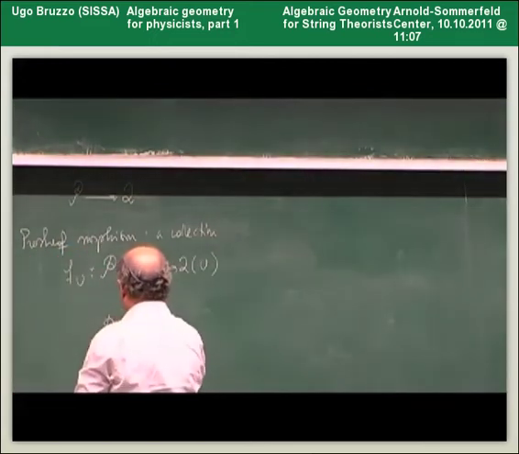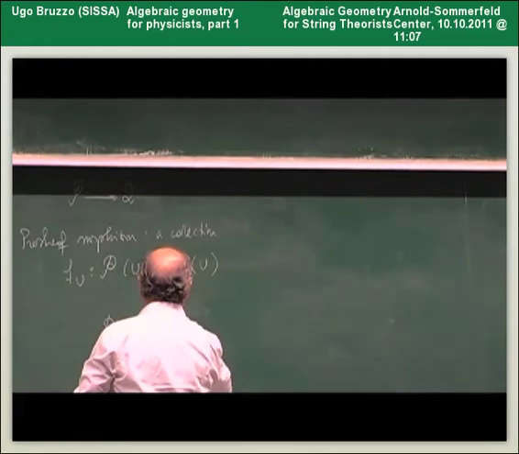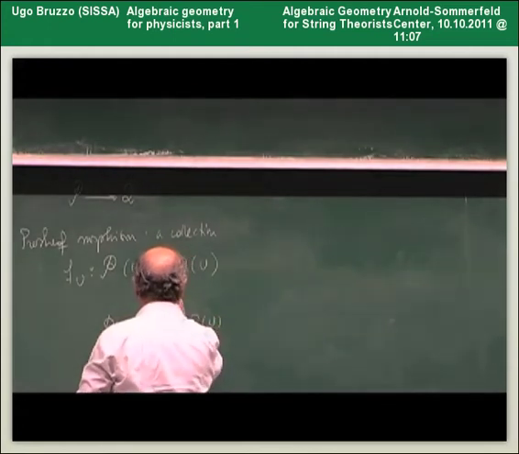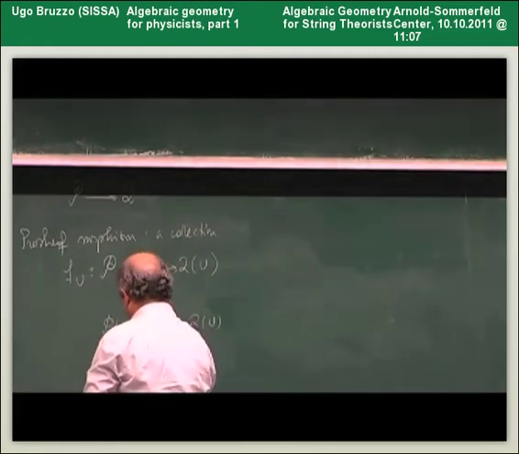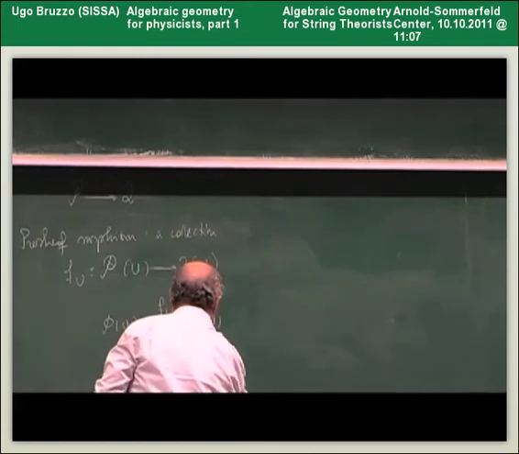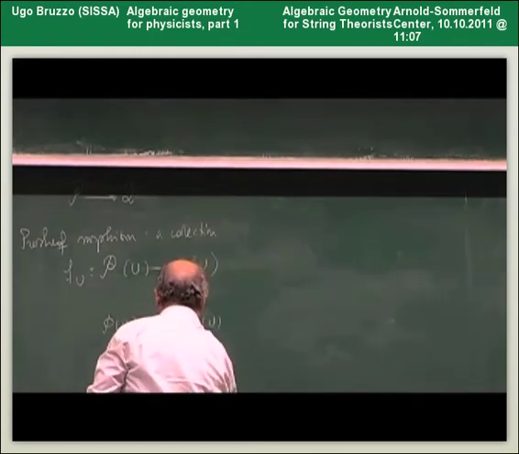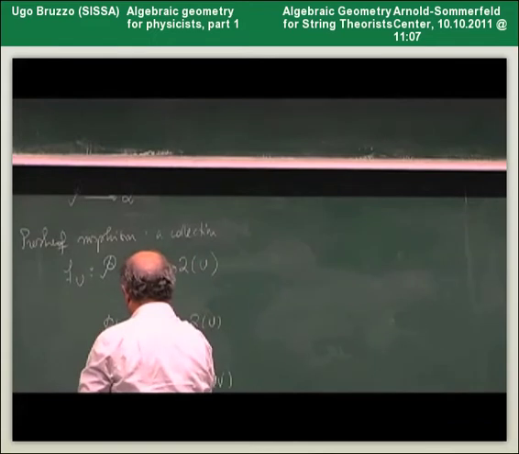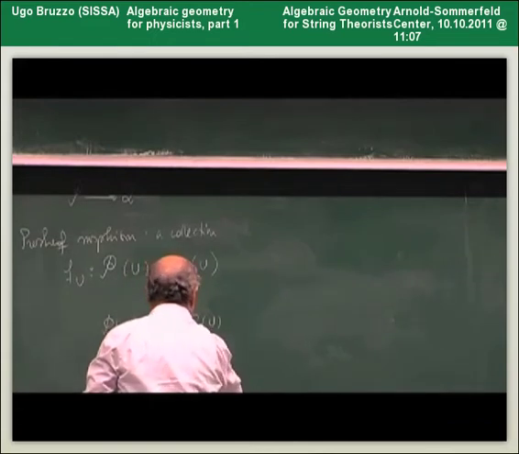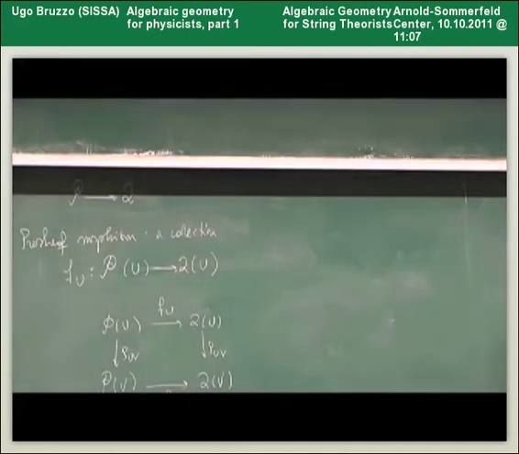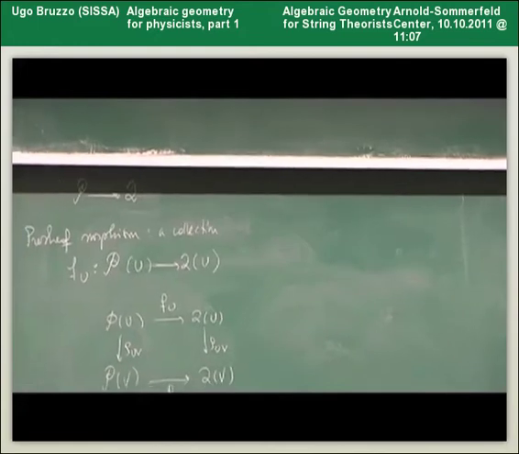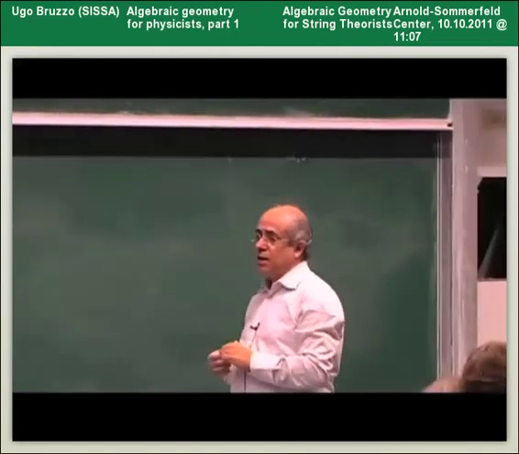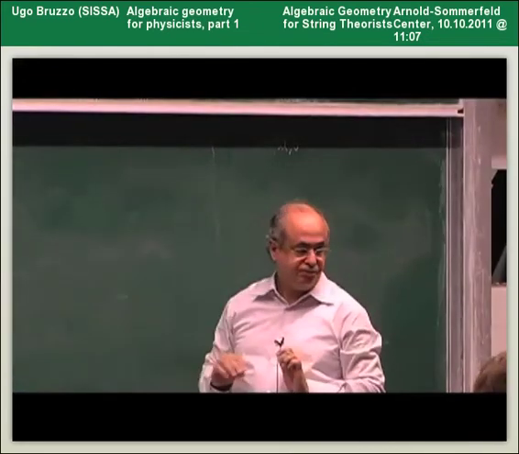We want this to be compatible with restrictions. So if we consider a subset V, we shall have another morphism F_V. Vertically, we have the two restriction morphisms. I use the same letters, but actually they are restriction morphisms of different pre-sheaves, and you want these to commute, right? Otherwise, we are in serious trouble. So this is a notion of morphism of pre-sheaves, and for sheaves, you use the same notion.